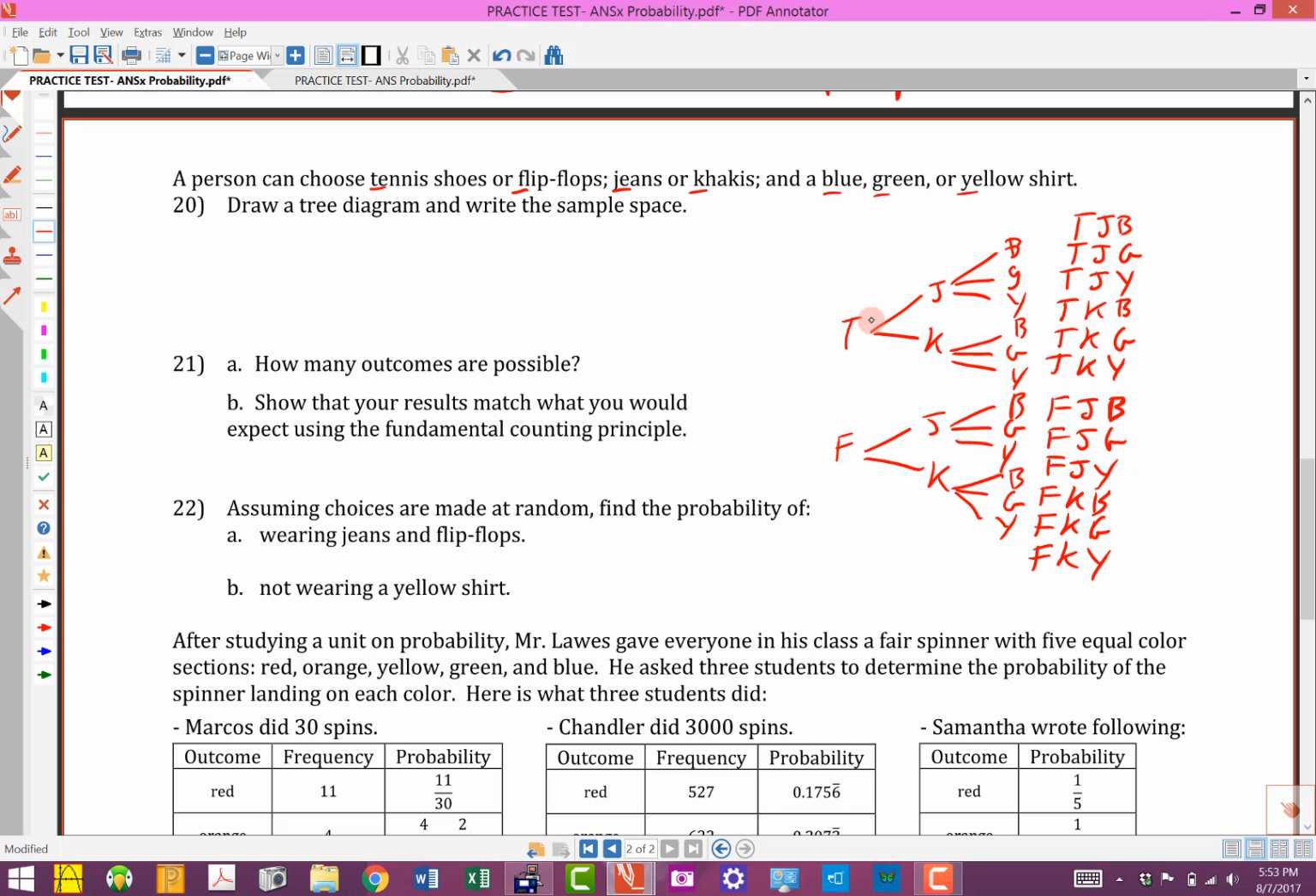So we've got our tree diagram, we've got our sample space, so there's our sample space right here, so we want to make sure we do that. So that's kind of the work, and that's kind of the answer. How many outcomes are possible? Well, if you count up, there are 12.